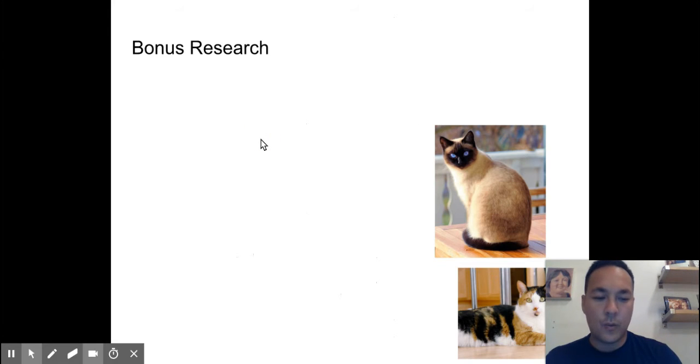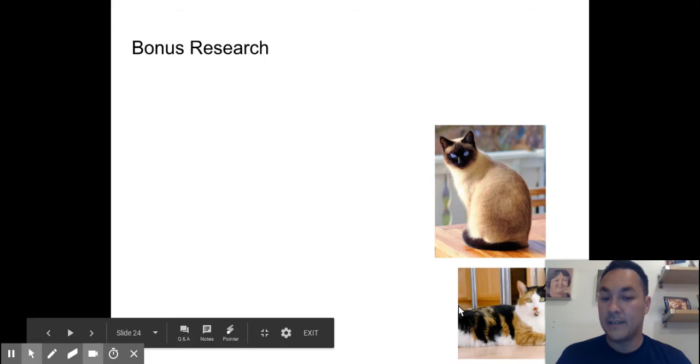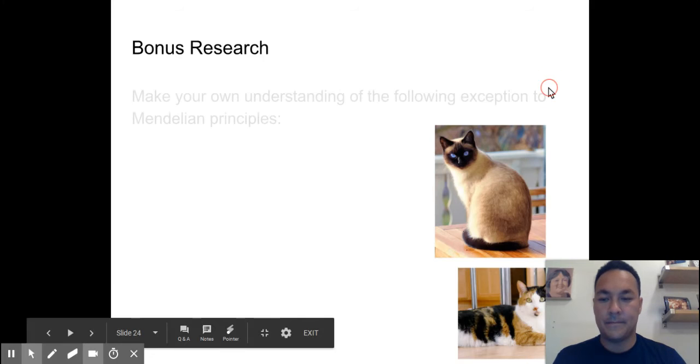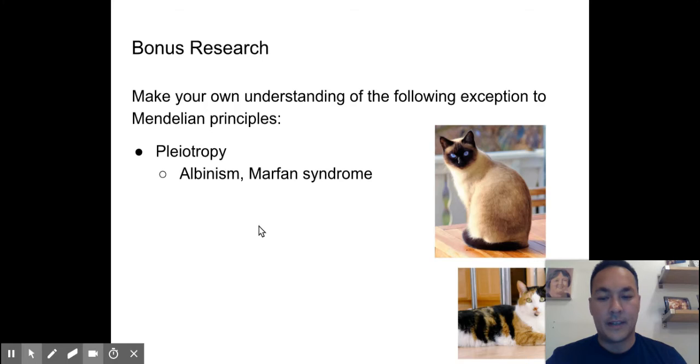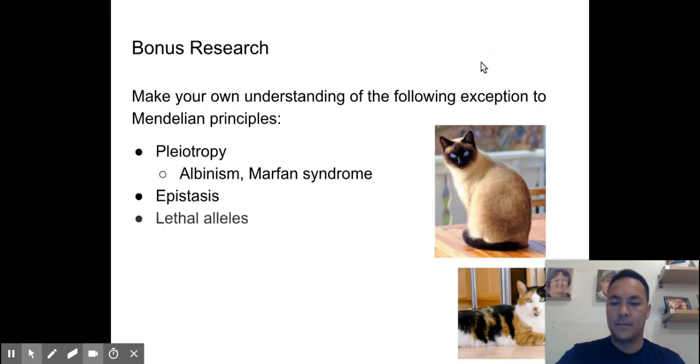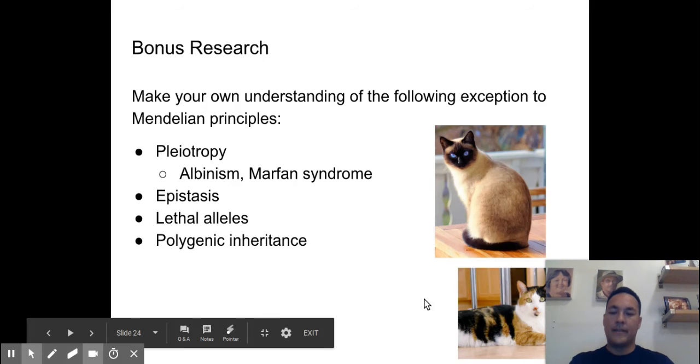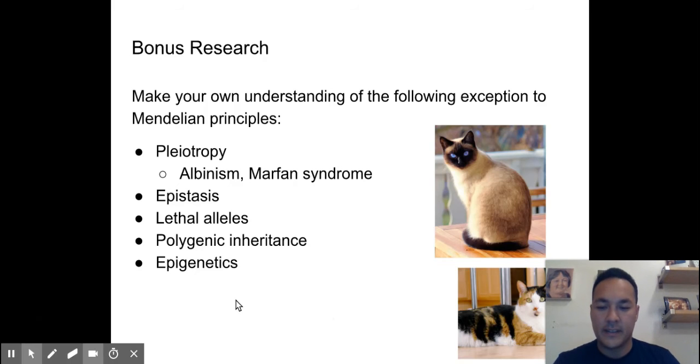So I got some bonus research for you, a couple bonus questions to check out. Do you remember when we talked about calico cats or Siamese cats? How about some of these? These are pretty cool. If you take my AP class, we'll talk about these. Pleiotropy. And I gave you a couple examples to look up. Epistasis, lethal alleles, polygenic inheritance, and epigenetics. This one, I keep meaning to show you the video of the twins and talk about the astronauts, and hopefully we'll get to that soon.